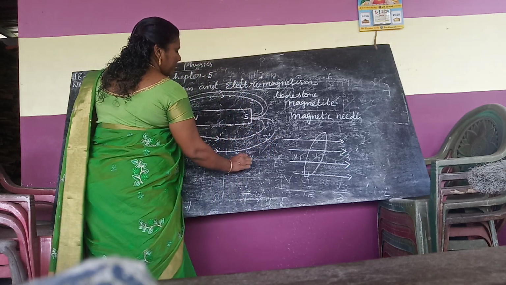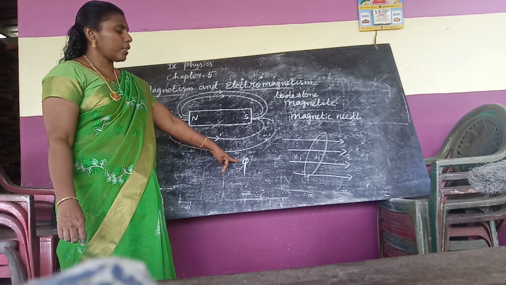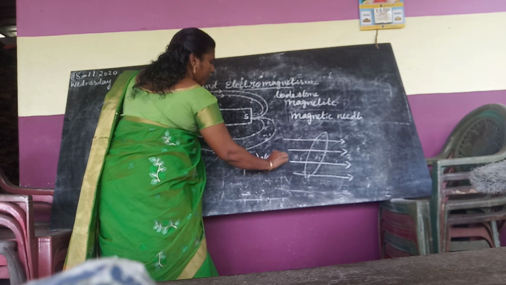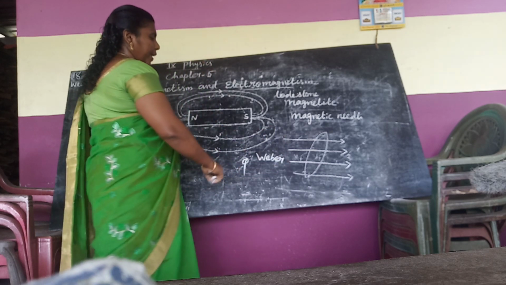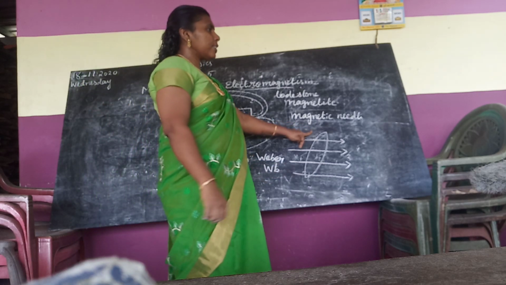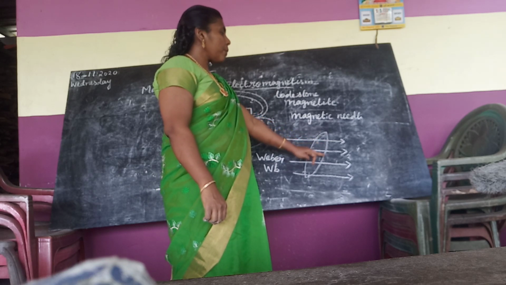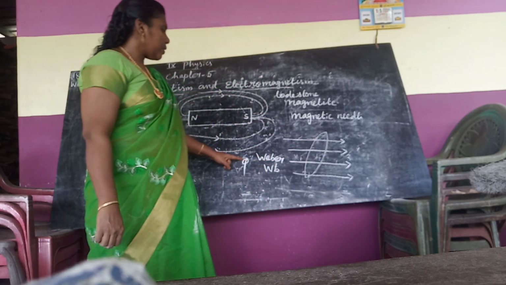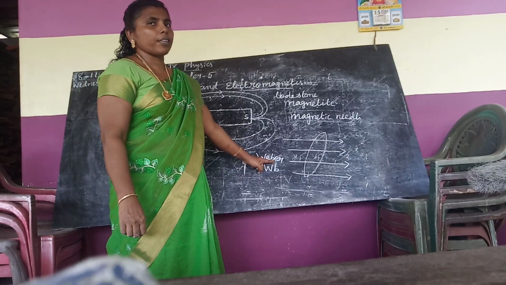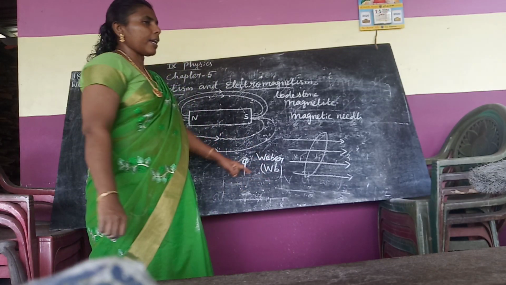Magnetic flux is denoted by the letter phi. The unit of magnetic flux is Weber, W-E-B-E-R. We can write it like this, or Wb also we can write. So the magnetic lines of force crossing through a unit area normal to the field lines, that is magnetic flux density. Magnetic flux is denoted by the letter phi, and the unit of magnetic flux is Weber, which we can write as Wb.